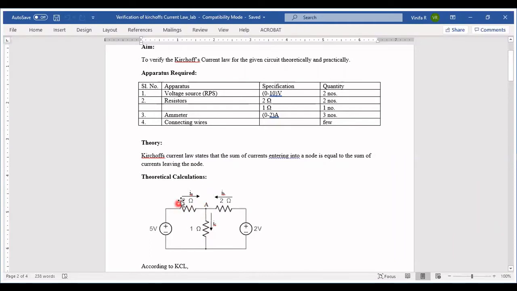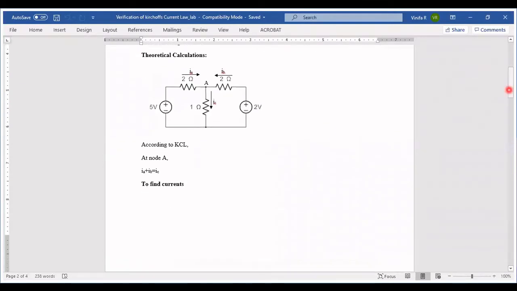So here we need ammeters to measure currents. While connecting an ammeter, we have to connect it in series with the resistors. So we need three ammeters: one ammeter here, one here, one here. So three ammeters we require. In order to find the range of the ammeter, we have to calculate the values of IA, IB and IC. First, let us calculate the theoretical values.